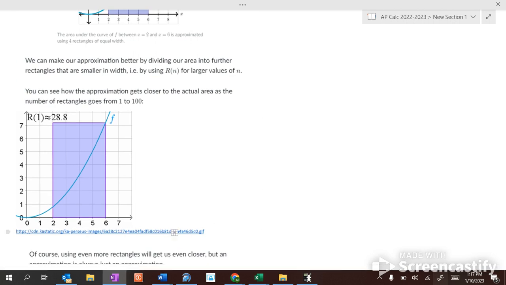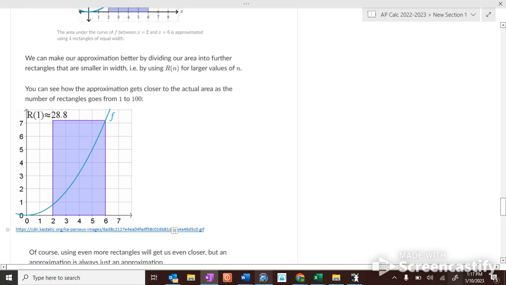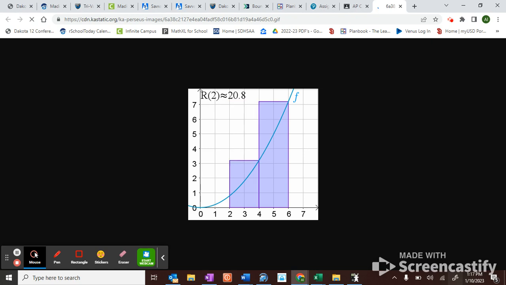Go to the hyperlink. Got to flip my computer like this. Then I'll go to the hyperlink. Okay, watch. We start with one rectangle. And the more rectangles we get, the more accurate we get. So then we went from one rectangle to 100 rectangles. And even with 100 rectangles, we're going to be a tiny bit off, but just barely off.